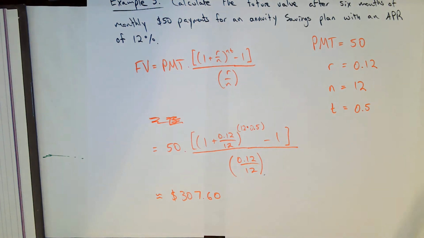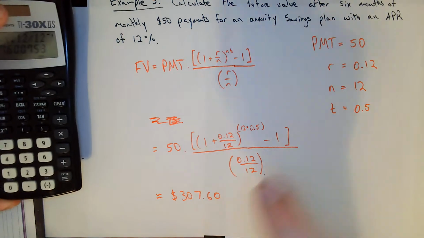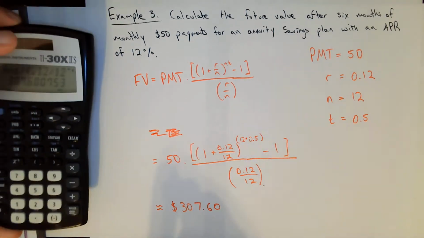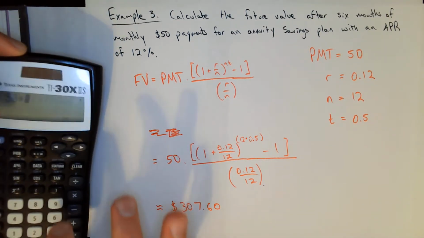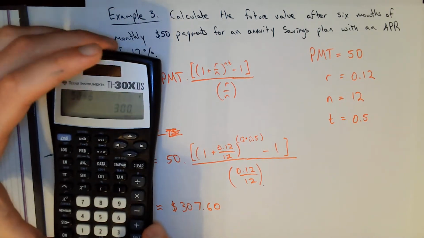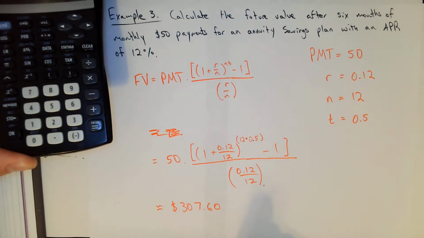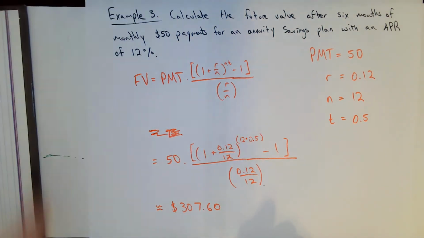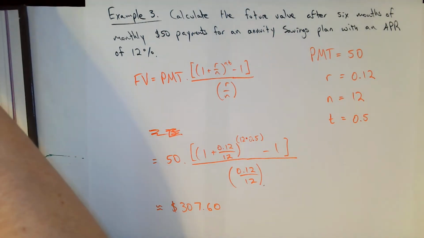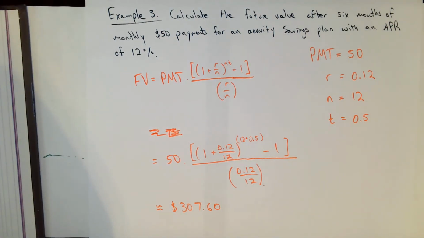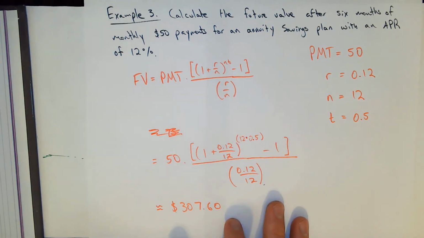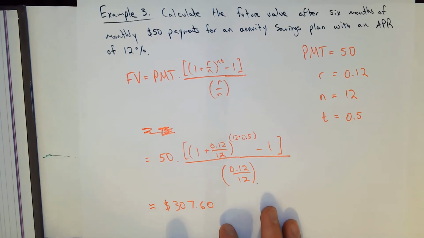So this is after half a year, you're putting in $50 per month for 6 months. This is how much you would have in there. By the way, how much are you putting in if you're putting in $50 per month for 6 months? Well, 50 times 6 is 300. So how much interest have you earned? Well, $7.60. Okay, so what is next?